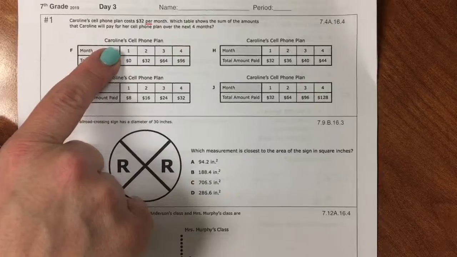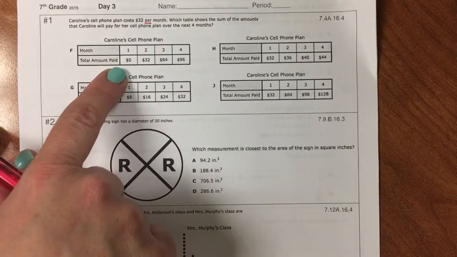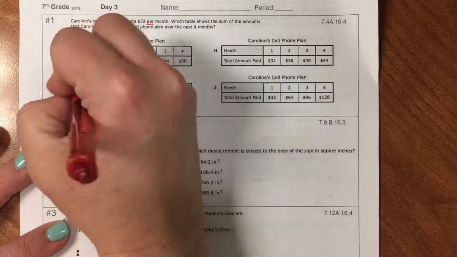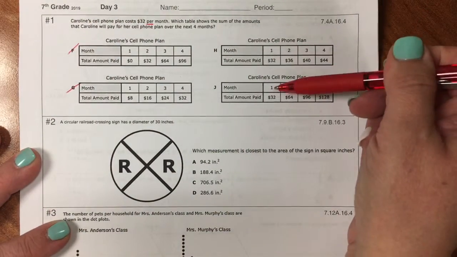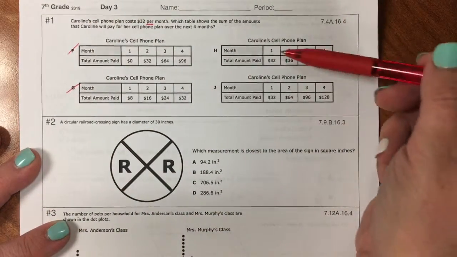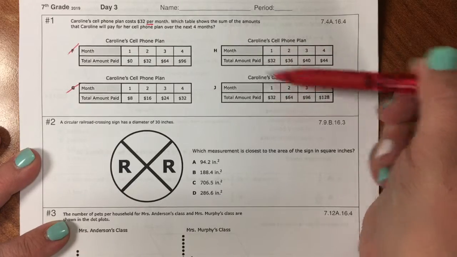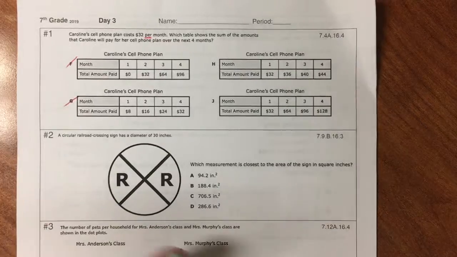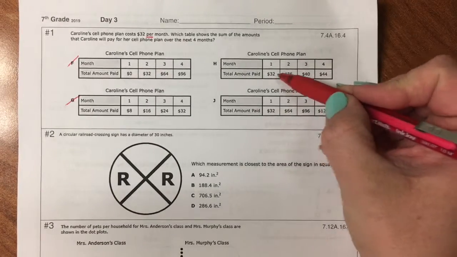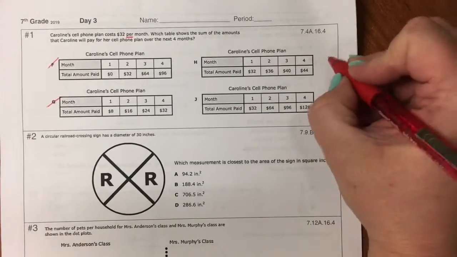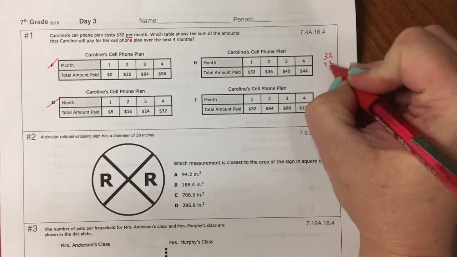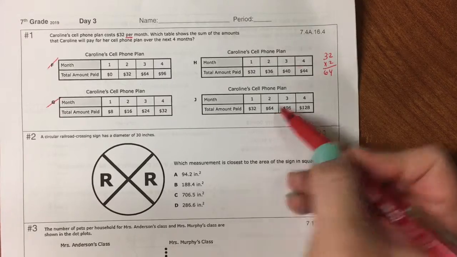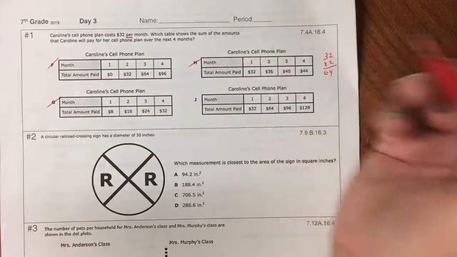So for 1 month, I needed to say 32. F does not do that. G does not do that. But H and J both do that. So if for 1 month it's $32 and there's nothing else extra in here, there's nothing else added, then I'm just going to double my 32 to get for 2 months. And 32 times 2 is 64. So 2 months is 64. So this one's not going to be correct.